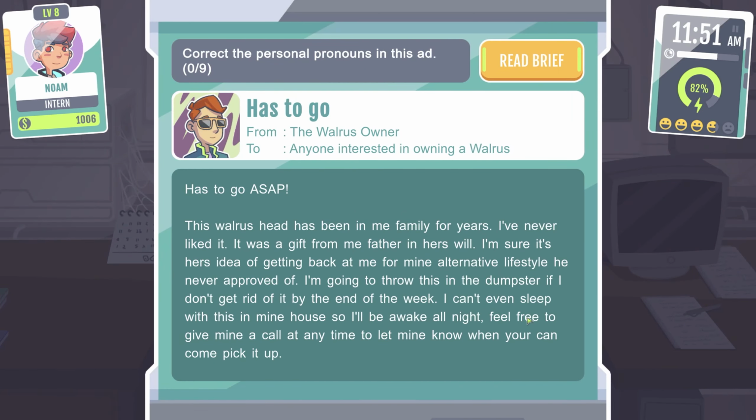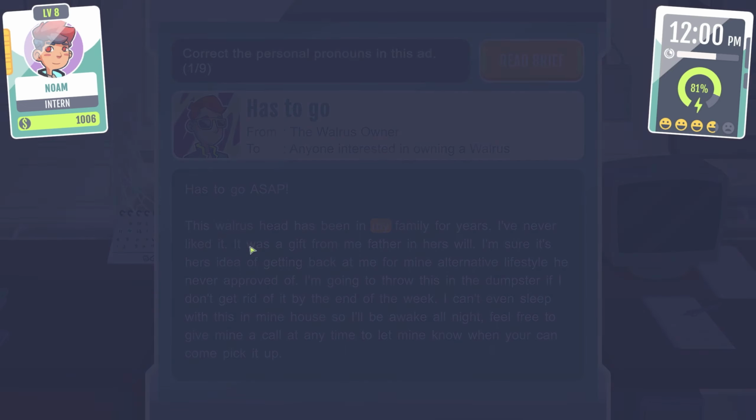Correct the personal pronouns in this ad. Has to go ASAP. This walrus head has been in my family for years. I've never liked it. What?